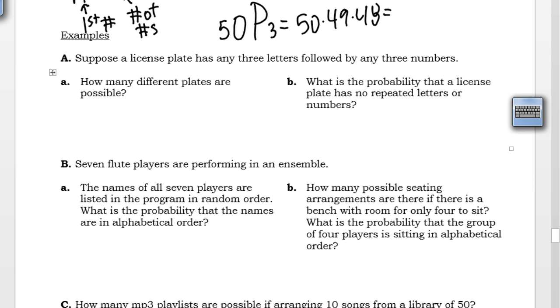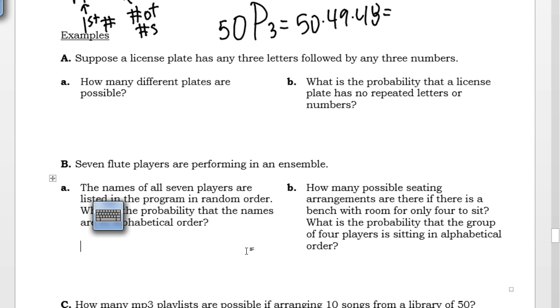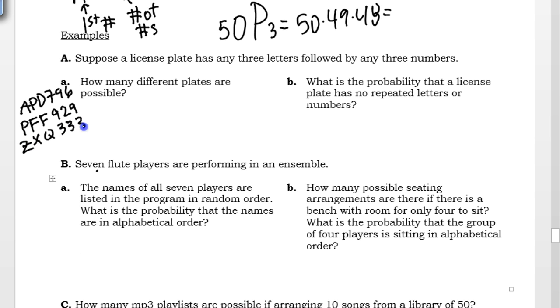Example A, suppose a license plate has any of the three letters followed by any 3 numbers. How many different plates are possible? So just a couple examples would be like APD796 or PFF929 or ZXQ333. We get the idea? If I had to write out every single possible license plate, how many are there?